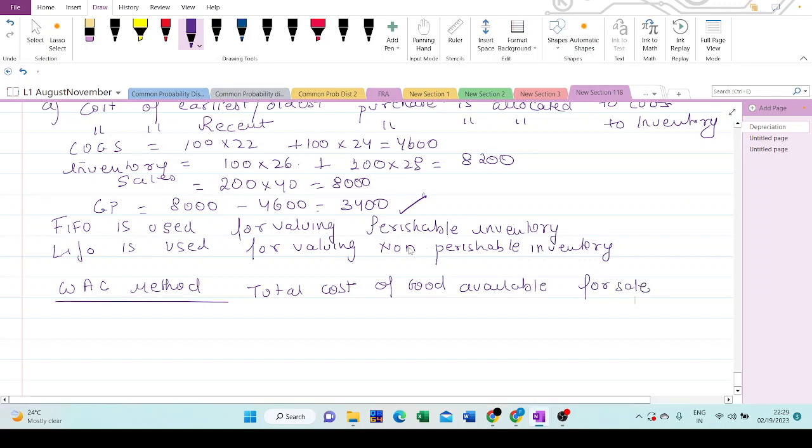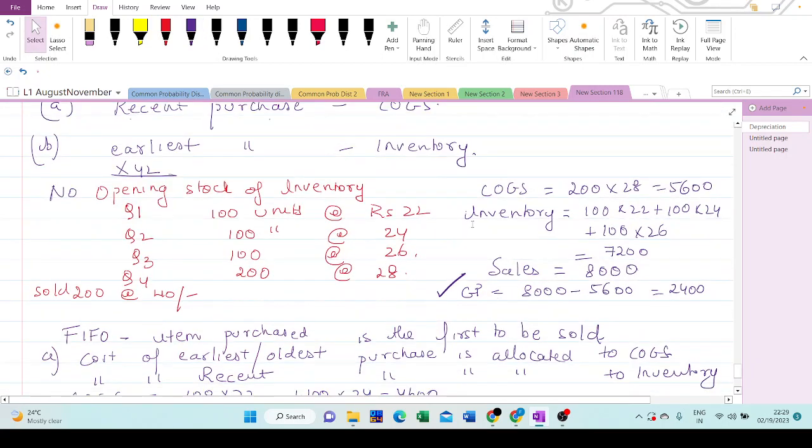Okay, so guys, in this example, how will we calculate the total cost of goods available for sale? Please tell me. In this example, weighted average cost method. 100 into 22 plus 100 into 24 plus 100 into 26 plus 200 into 28. This would be divided by 500. Okay, so the total cost of goods available for sale is basically the total amount that you have spent to purchase these 500 units of inventory. How much have you spent to purchase these 500 units? 100 into 22 plus 100 into 24 plus 100 into 26 plus 200 into 28. Guys, do this calculation please. Total cost of goods available for sale is basically what you spent to purchase these 500 units. Do this calculation, tell me really fast. How much is it coming to?